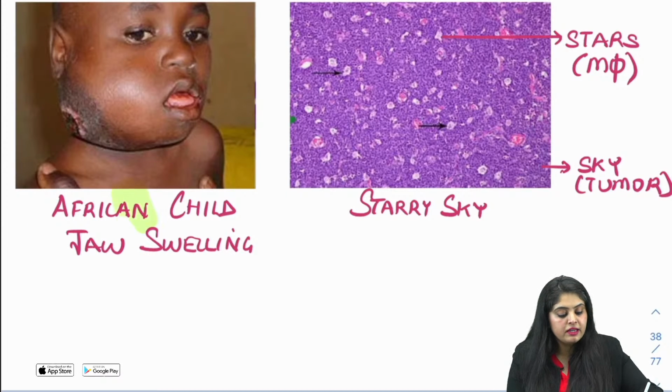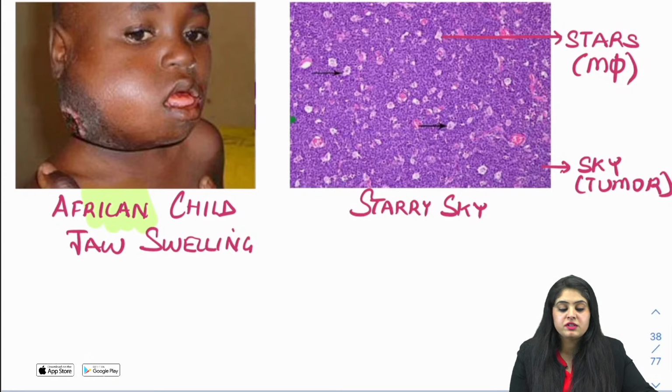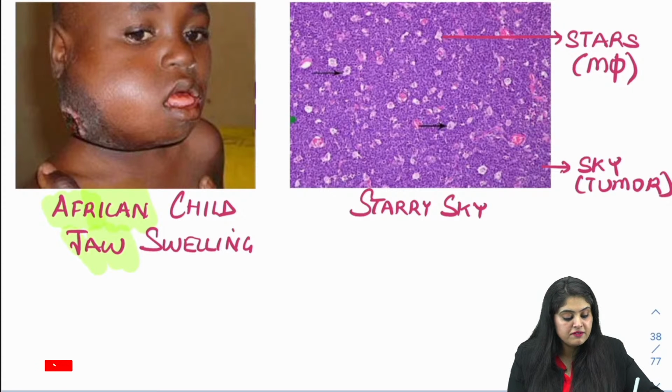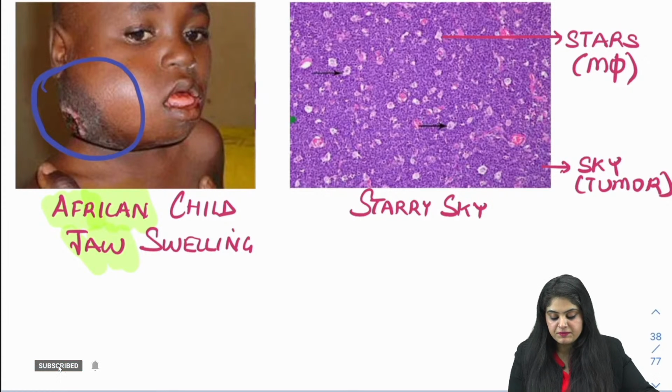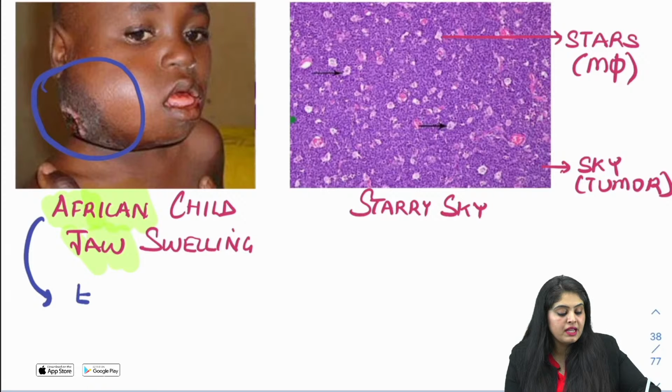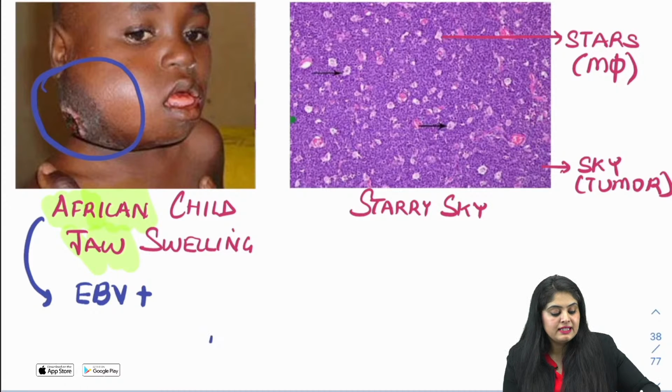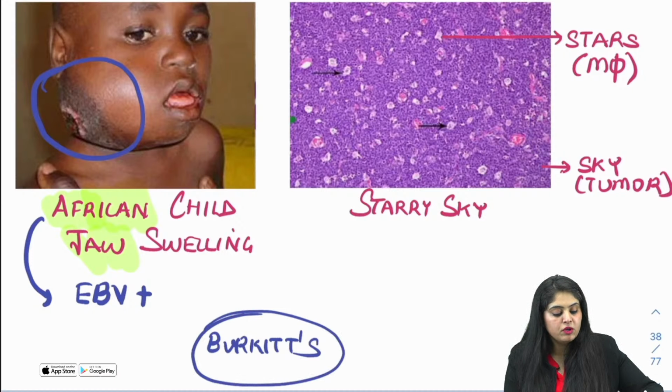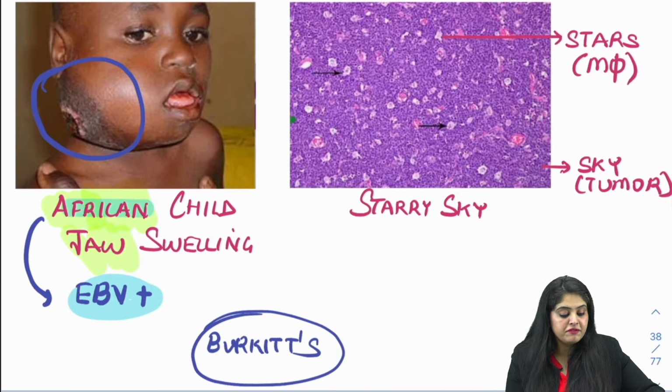The classical case is when this poor African child has become such a celebrity because every exam gives only his picture. So there's always going to be an African child, and you can see the very famous jaw swelling that we have over here. What is the significance of giving an African child? Because Epstein-Barr virus occurs in Africa, and that is how you will give the diagnosis of Burkitt's lymphoma. Burkitt's happens because of EBV. EBV is endemic in Africa and it occurs in the jaw. That is why this child is so famous. African child with jaw swelling.